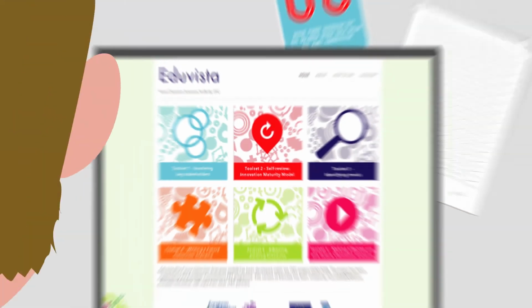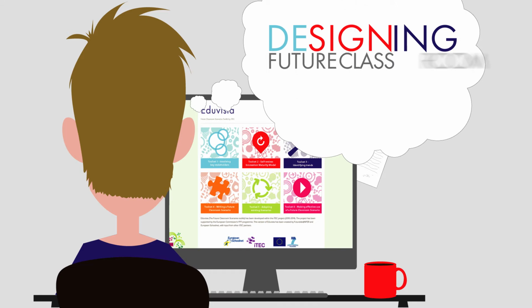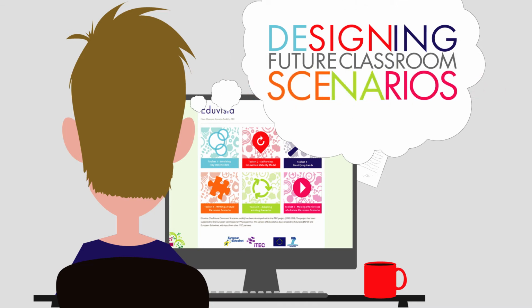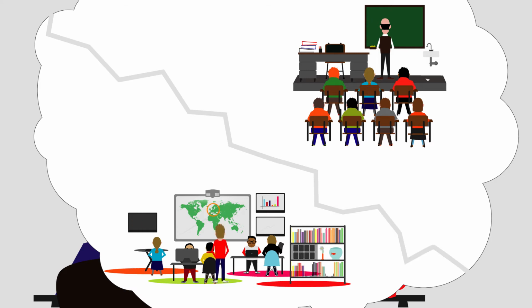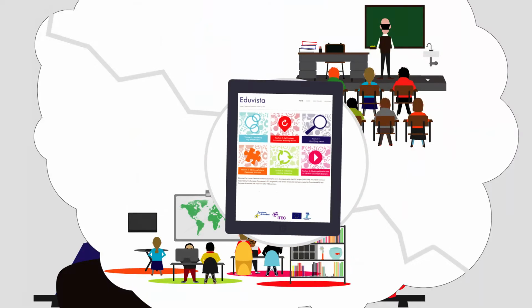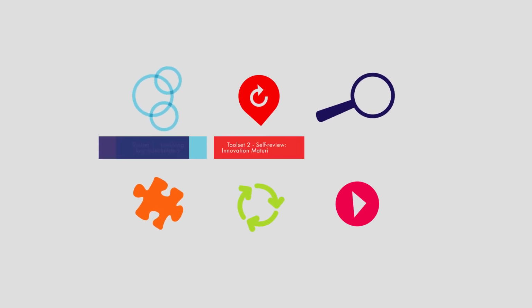This is Eduvista. Eduvista is what we're calling a toolkit for designing future classroom scenarios. I should probably clarify here that when we use the term classroom, we're not really talking about a traditional room in a school, but anywhere that learning takes place, including the home or other places outside of school. Eduvista is a website with 6 toolsets. Each toolset guides the user through the steps in the process for creating a scenario.